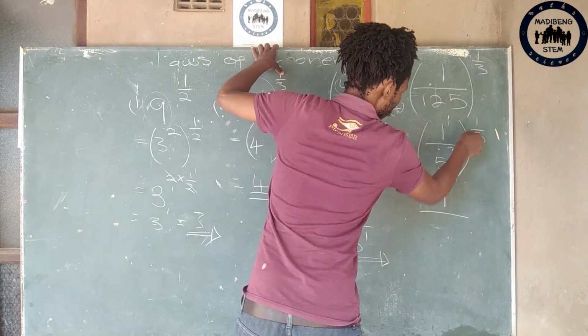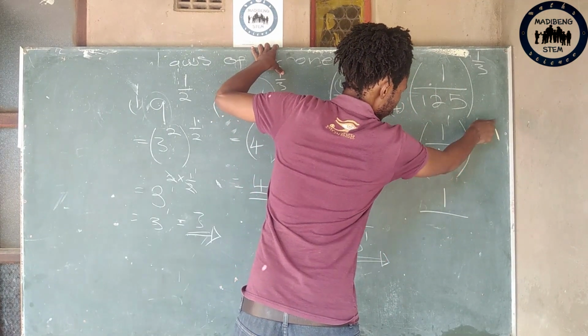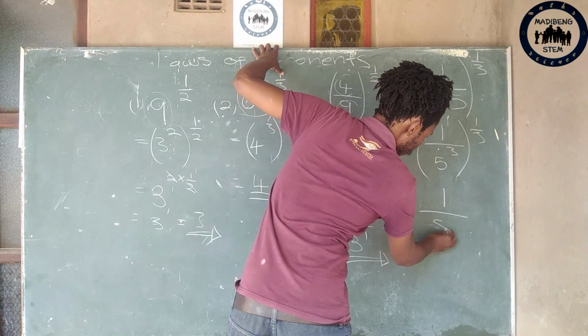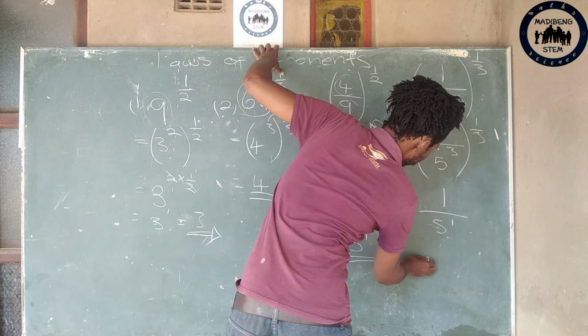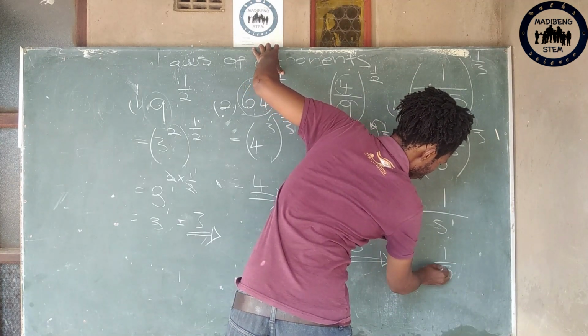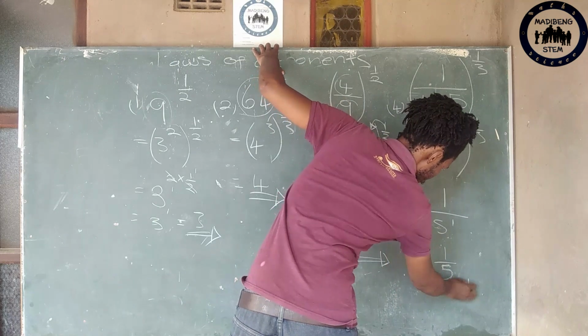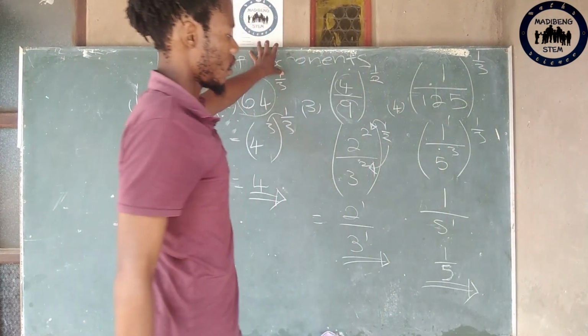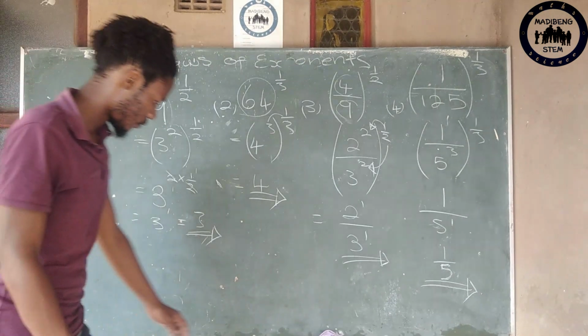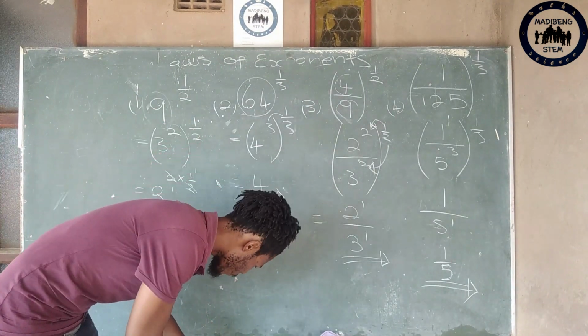So what is 3 times 1 over 3? Is 1. So my answer is 1 over 5. My answer is 1 over 5. This is how you do them, guys. This is how you do them.